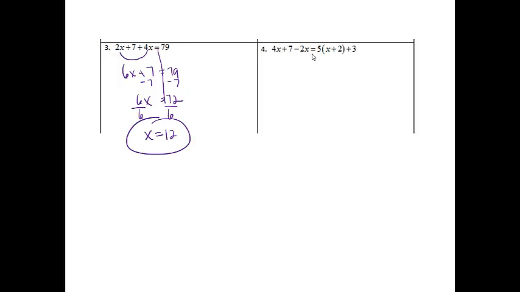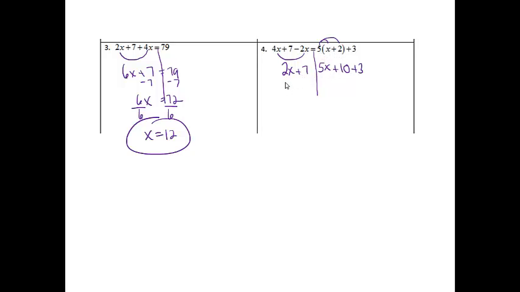Right, problem number 4. Again, I'll draw my line. Lots of things going on in this problem. First of all, we'll have 4x plus 7 minus 2x equals 5 times the quantity x plus 2 plus 3. The first thing that we're going to do is, on the left side, combine like terms, and since they're both on the same side, we'll just put them together. So 4x minus 2x is 2x, just bring down the plus 7. And then on the right side, we need to distribute that 5 to both parts. So we're going to have 5x plus 10 plus 3. And again, I got 10 because 5 times 2 is 10.